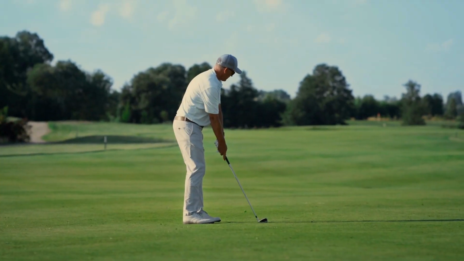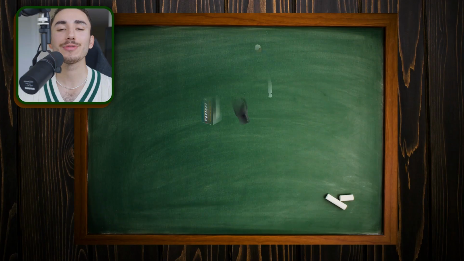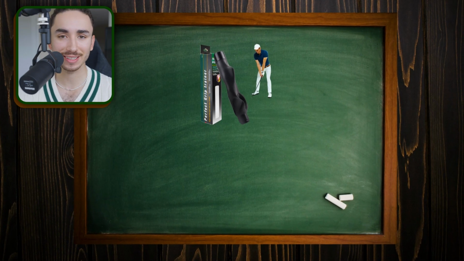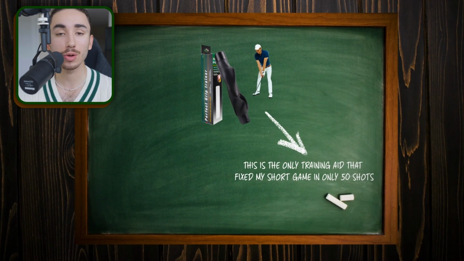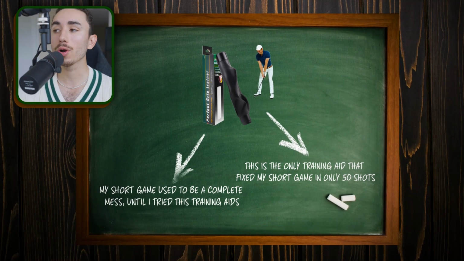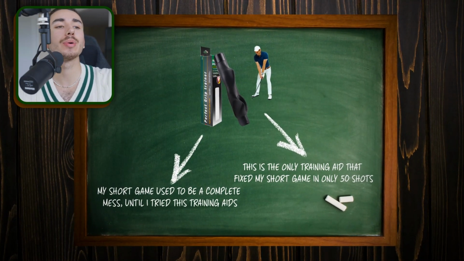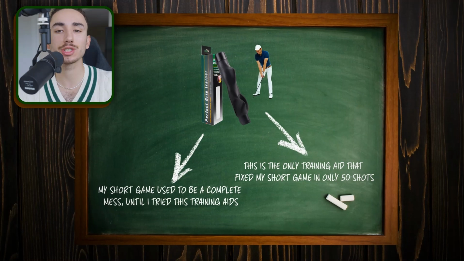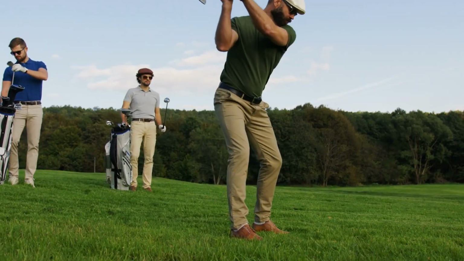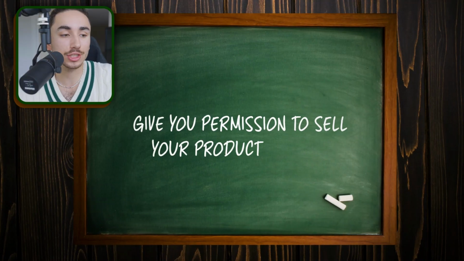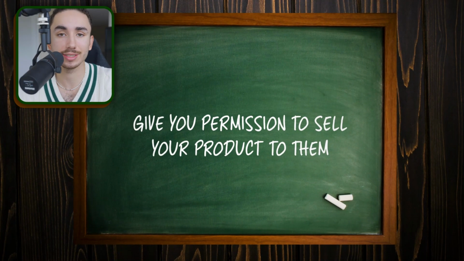So if I was trying to create a winning video ad to golfers, all golfers want to do is just lower their score. So if I'm selling a golf training aid, I might say something along the lines of, this is the only training aid that fixed my short game in only 50 shots. Or, my short game used to be a complete mess until I tried this training aid. Those are the types of hooks, the types of payoffs that golfers want to get. So that's going to naturally intrigue them to watch the rest of your video ad and essentially give you permission to sell your product to them.